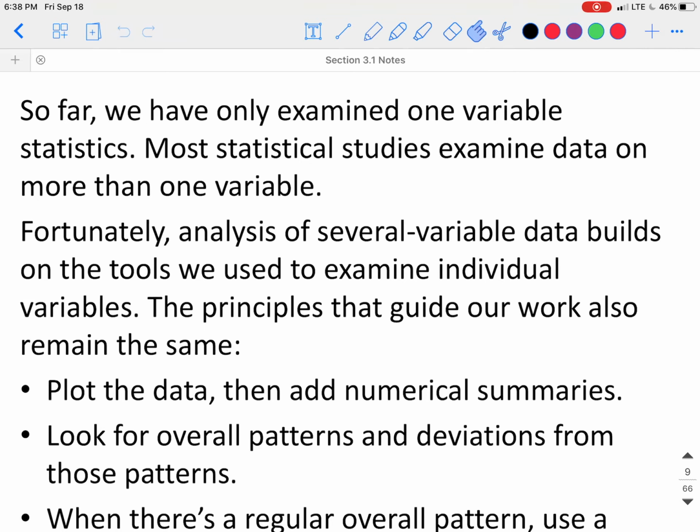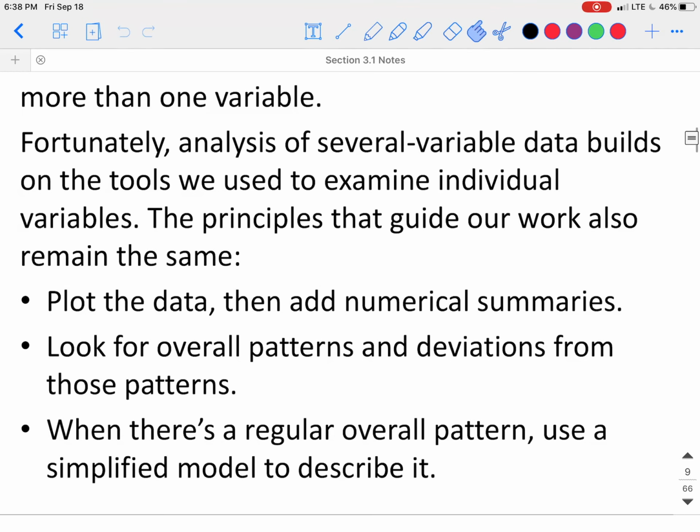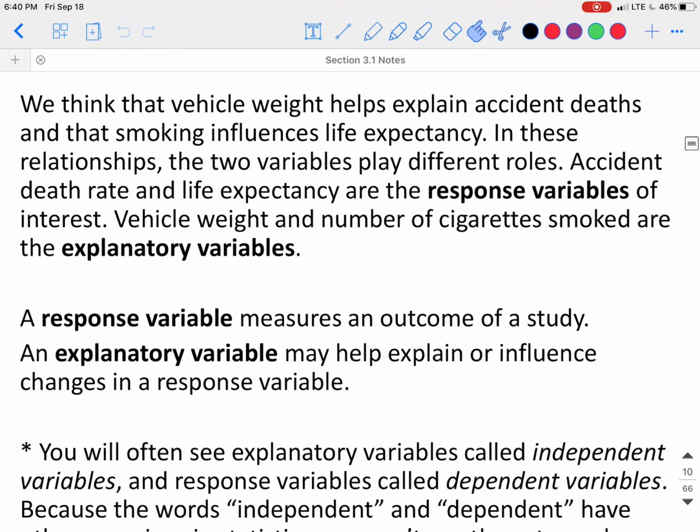You should plot the data, then add numerical summaries. Look for the overall patterns and deviations from those patterns. And when there's a regular overall pattern, use a simplified model to describe it.